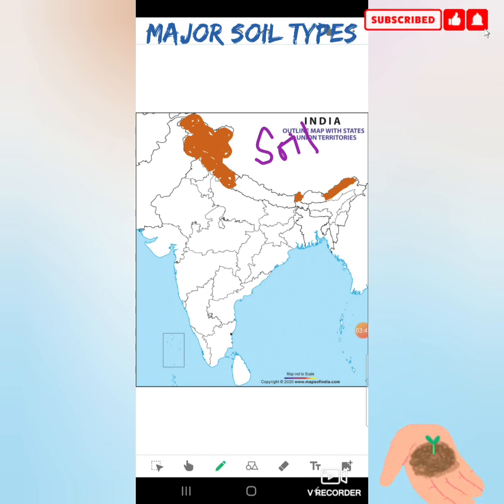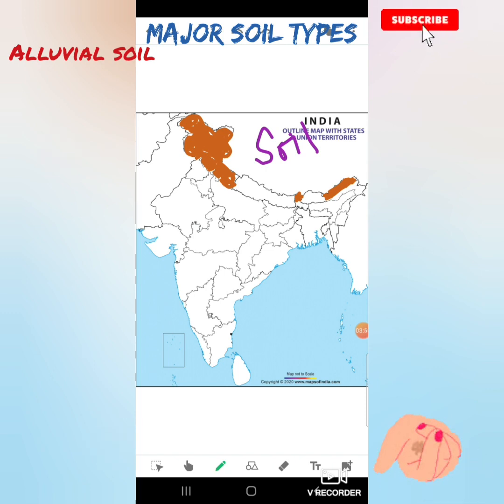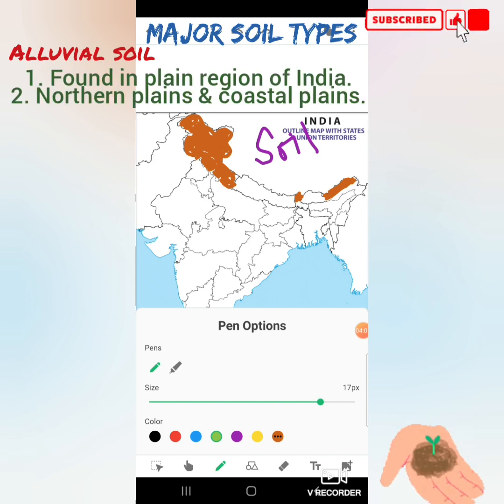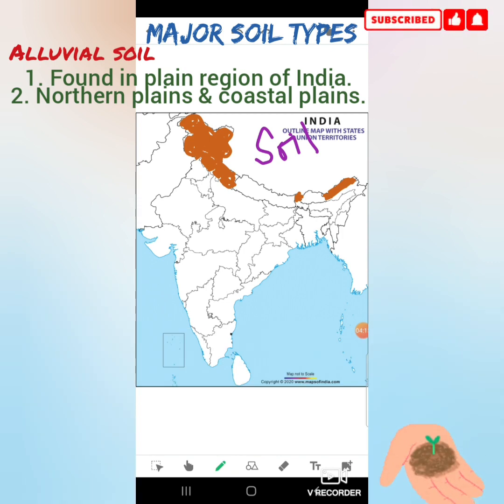Below the mountainous soil, the next soil that we have is the most widespread soil of India. Can you guess? That is the alluvial soil. Yes, it is found in the plain region of the country. So, now you guess where we have the plain areas? We have the plain areas in 2 parts, that is the northern plains and the coastal plains. Here I have chosen the green color. Why have I chosen the green color? Because alluvial soil areas are very good and best for the growth of agriculture. That is why they are a symbol of greenery.